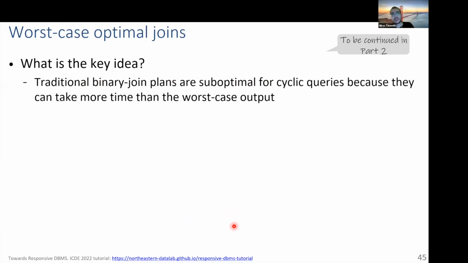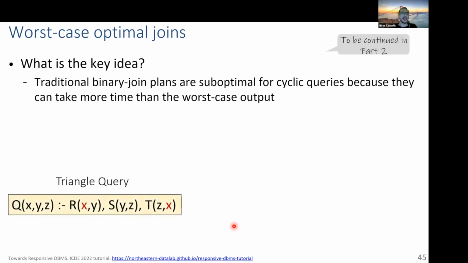Worst-case optimal joins is another research area that has been investigated a lot recently. The key idea is that binary join plans in databases can be proven to be suboptimal for cyclic queries because they can take more time than the worst-case output. For example, if we look at the triangle query, where we have x, y, y, z, and z, x, this creates this cyclic pattern.